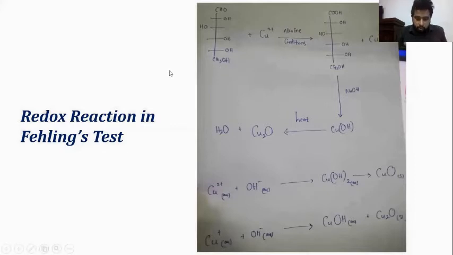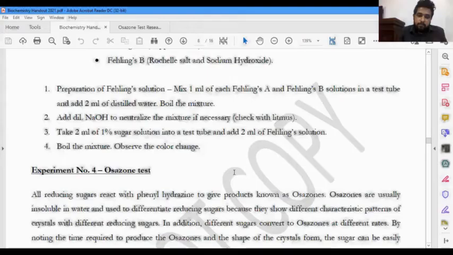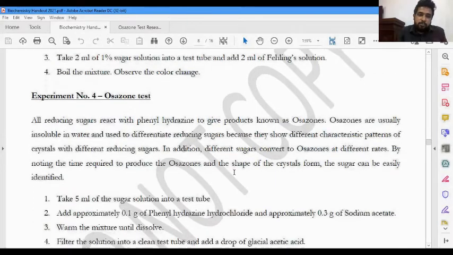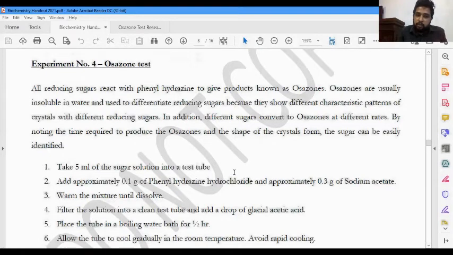And we will move on to the osazone test. This is a very, very important test. You haven't done that in your advanced level. Osazone test. Have you heard about osazone? Not ozone, osazone. I think you haven't learned about that before.